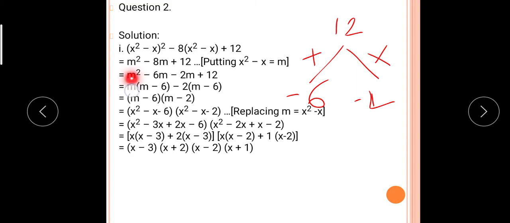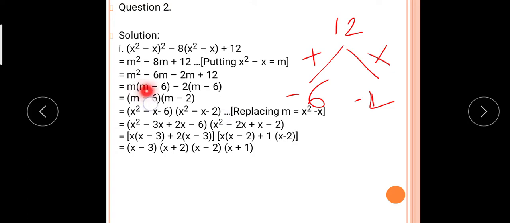Now, instead of minus 8m, what can you write? Minus 6m and minus 2m, that is minus 8m. Means without changing the actual term we have to factorize. Now m square minus 6m minus 2m plus 12. Take a common factor from the first two terms and the last two terms. M is common in the first two terms, so what remains? M minus 6. Minus 2 is common in the last two terms, what remains? M minus 6.